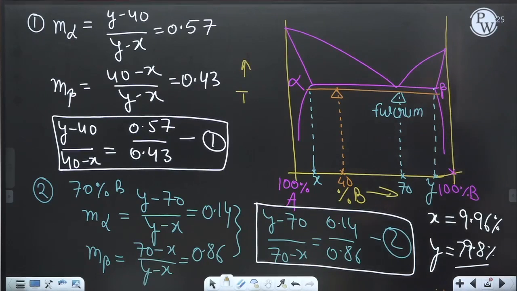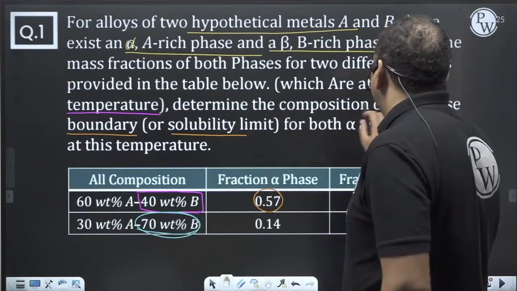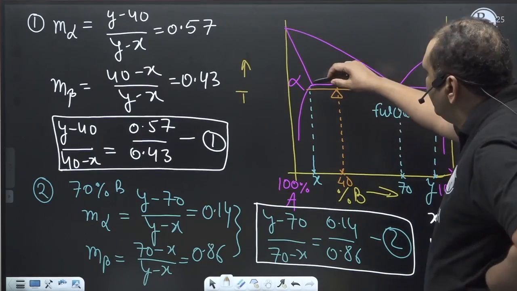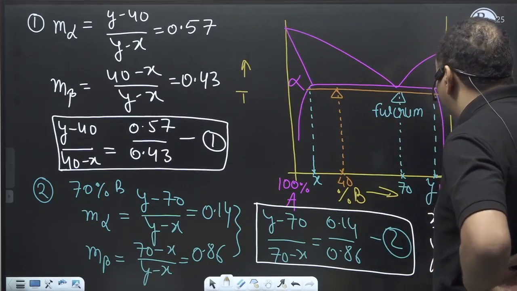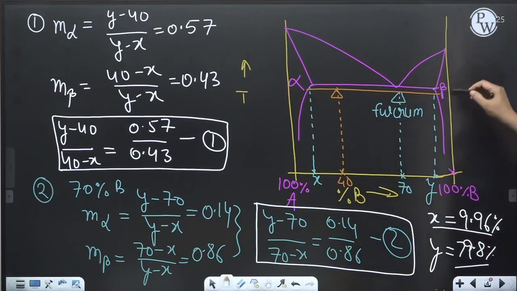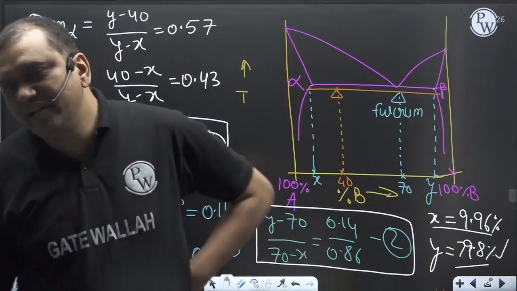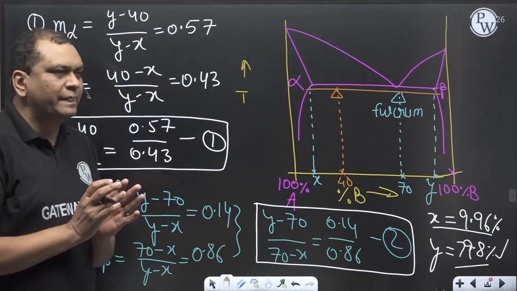So that's what the question is asking. If you see the question, determine the compositions of the phase boundary. So for the phase boundary, the solid solubility of alpha is 9.96% and beta will have 79.8% B. These questions are really good. It was a very good question.